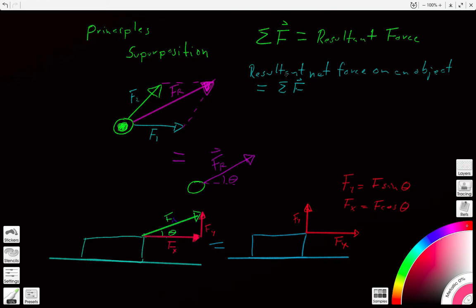Okay, so since we can work from these two forces into a resultant, we can also go from a resultant back into two different forces, the horizontal and vertical components. And this, as we will see later, will be super useful when we determine in what direction these objects are moving and with what acceleration. So I'll leave that to another video.